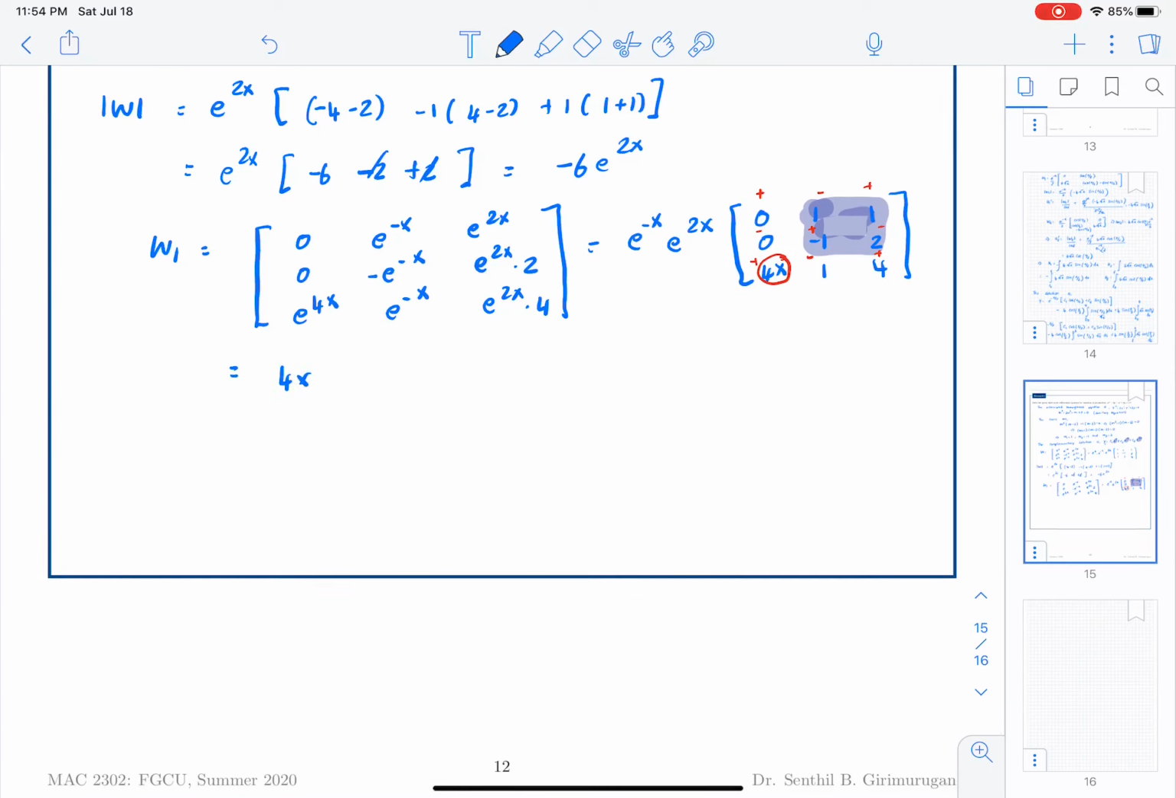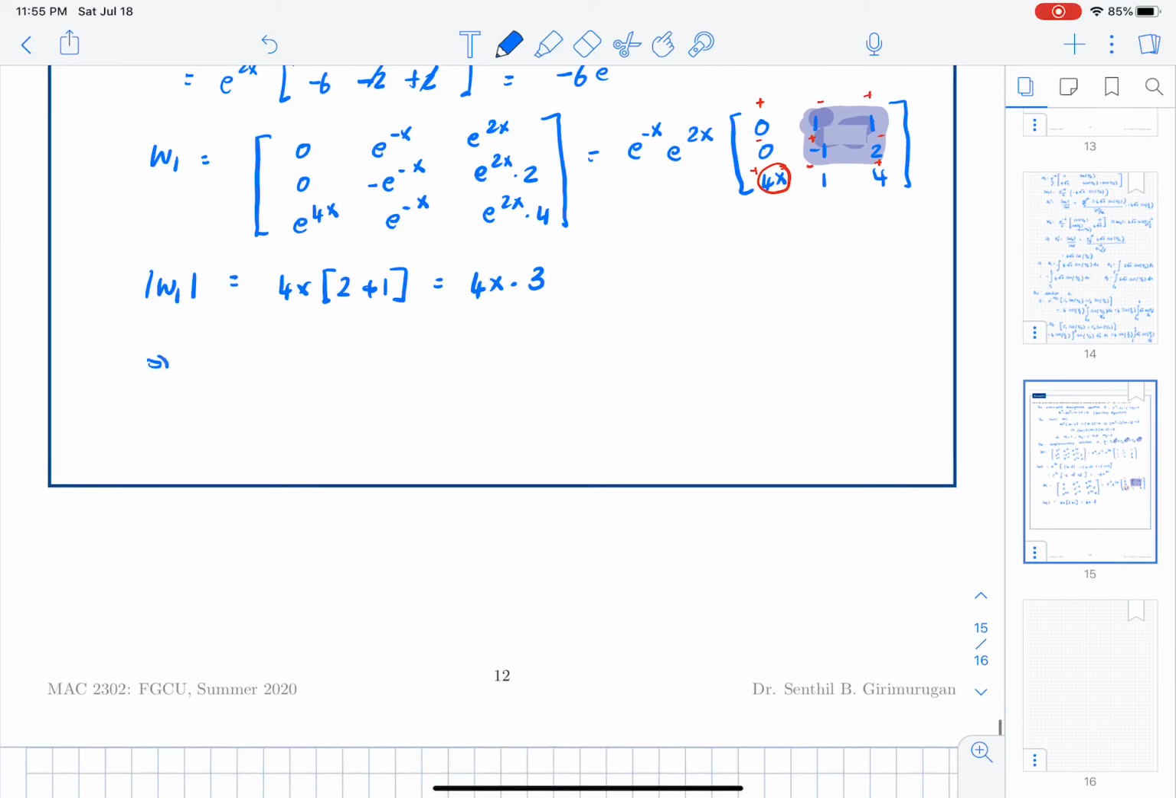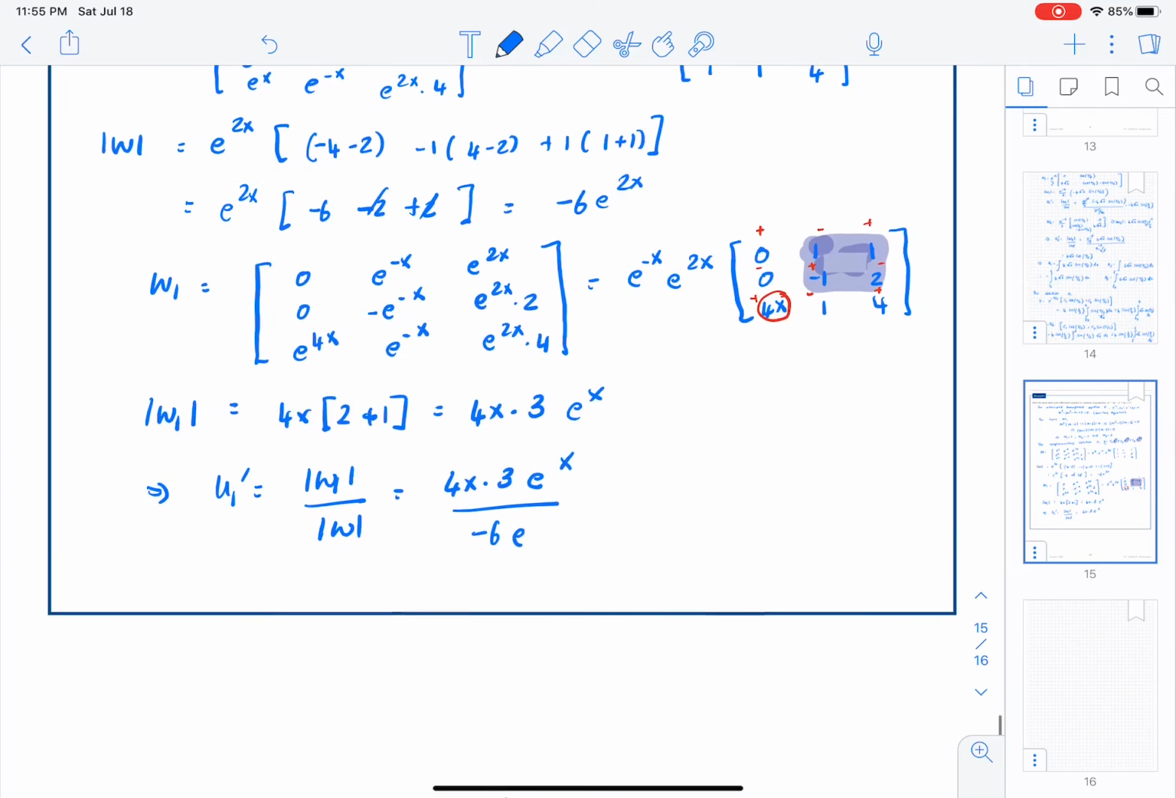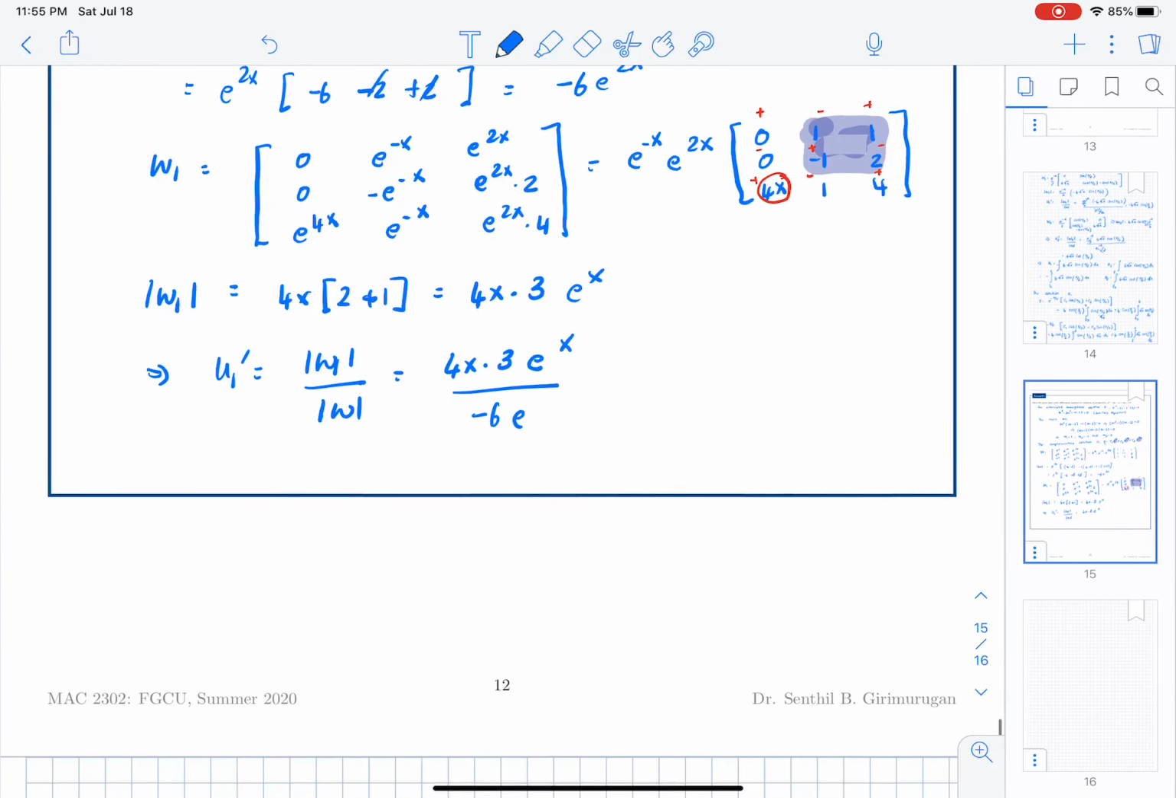4x times 2, minus of minus 1, which would be plus 1. We have 4x times 3. That would be the determinant of W1, which would imply U1 prime is the determinant of W1 divided by the determinant of W. So 4x times 3, erase x, shouldn't forget to erase the x out, and divide it by minus 6, erase 2x.